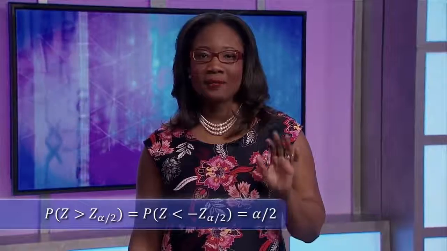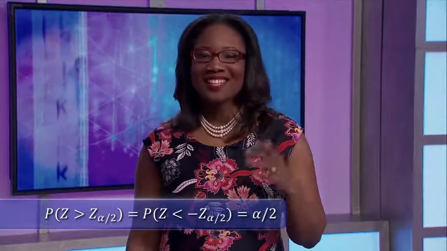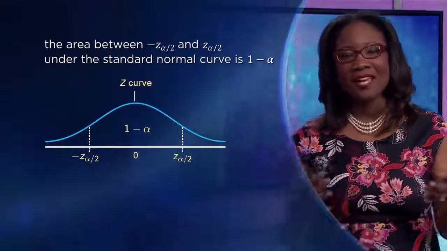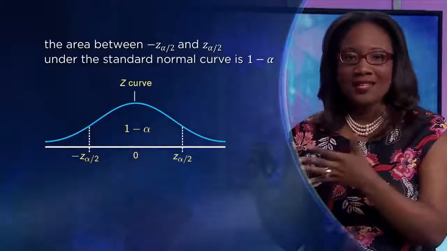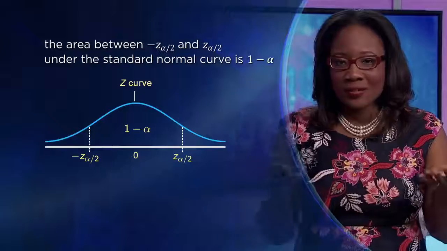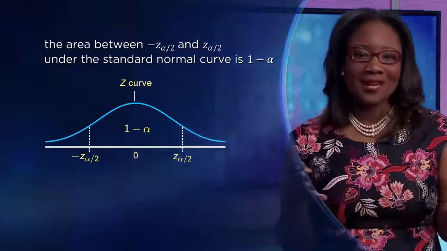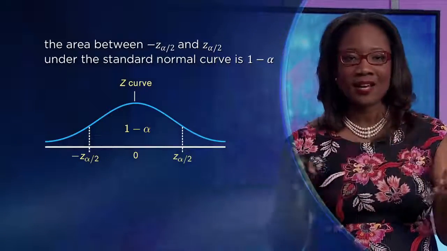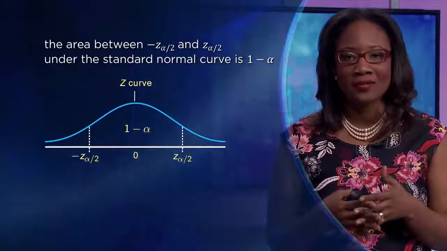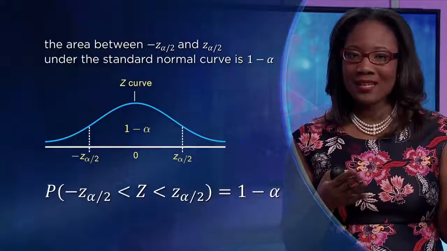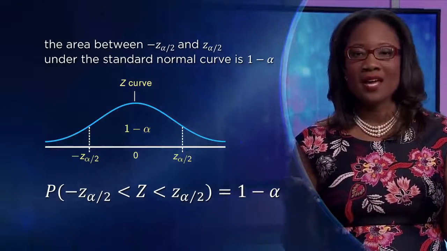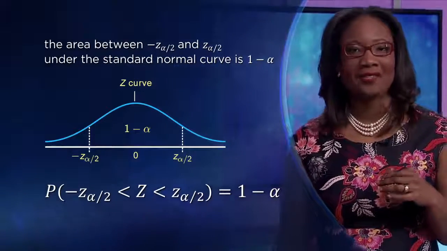All right, now you're probably ready to see this in a graph. Let's look at this. The area between negative z alpha over 2 and z alpha over 2 under our standard normal curve is 1 minus alpha, right? So that's the area under that curve between those two values. In other words, the probability that z is between minus z alpha over 2 and z alpha over 2 equals 1 minus alpha.